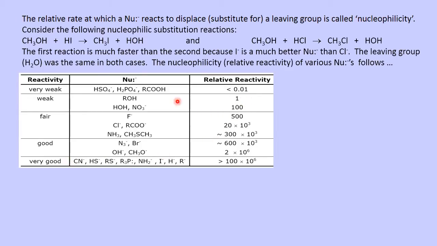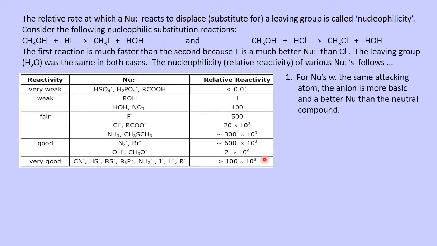So if we consider alcohol with a relative rate of reaction of 1 as a nucleophile, an electron donor, water is about 100 times faster. Fluoride is about 500 times faster than alcohol as an electron donor. Ammonia is about 300,000 times faster than alcohol. Hydroxide is about 2 million times faster, and here's iodide, and that's about 100 million times faster. These are large differences.